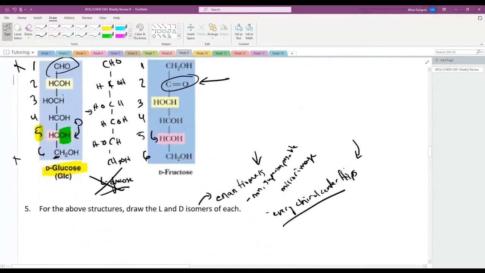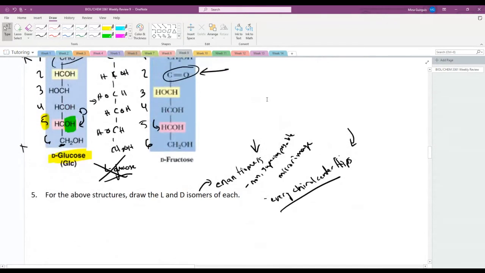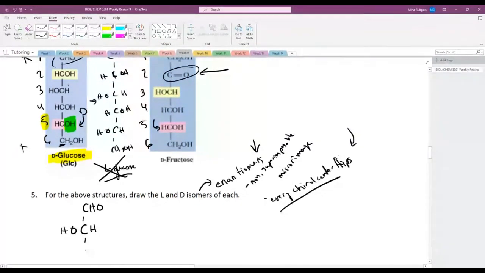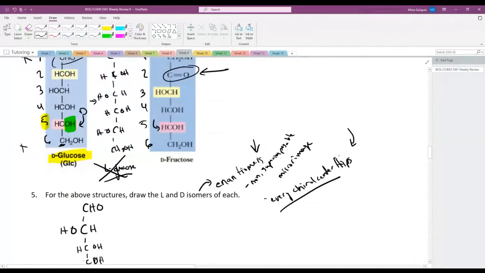So in order to draw, sorry, I'm going to zoom out just a little bit so I have some room. In order to draw right there the L isomer of glucose, I need to say, okay, CHO, that stays the same because it's not chiral. Position number 2 is going to flip. So I have an H on the right and an OH on the left now. Position number 3 is also going to flip. So I have an OH on the right instead of the left. Position number 4 also flips, and so on.